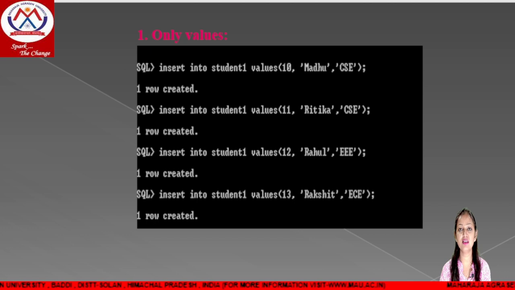Similarly, CSC is the branch. So CSC is again a group of characters, so we are again using single quotes here, right? Then the output would be one row created.